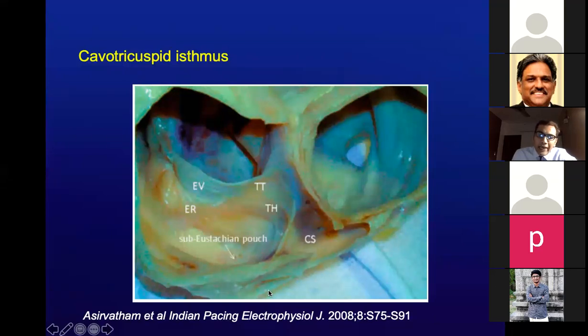You draw a line with some burning energy, also called radio frequency energy, connecting the tricuspid valve annulus to the IVC, thereby interrupting this particular circuit. So if you block this, you cannot cross over and go round and round, and that is how you treat the arrhythmia. So this is the important circuit, or important anatomy, for cavo-tricuspid isthmus dependent flutter.